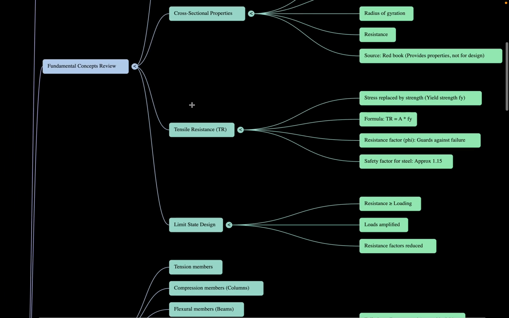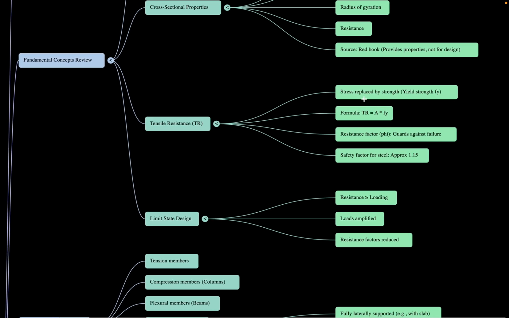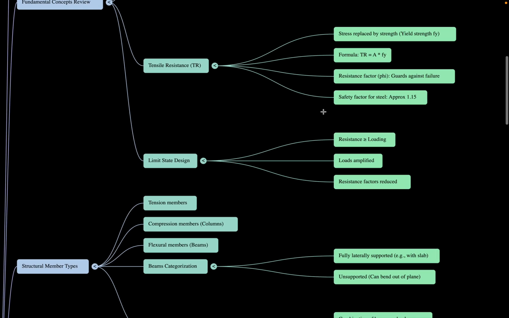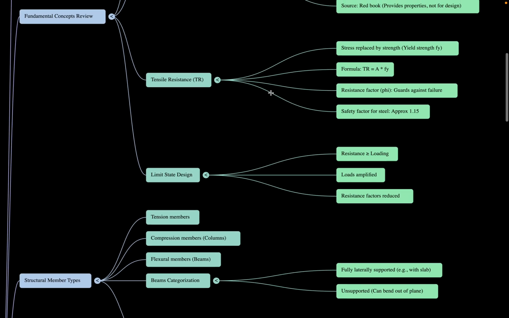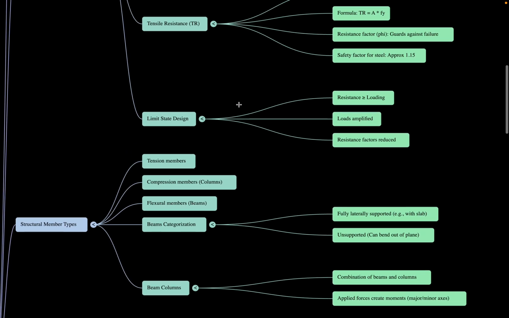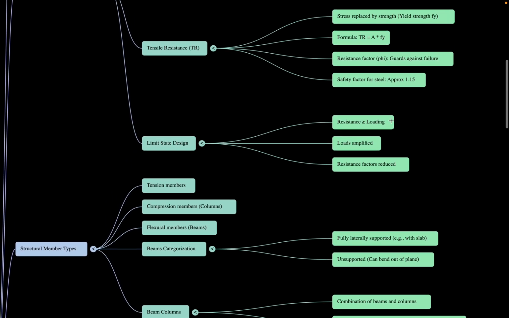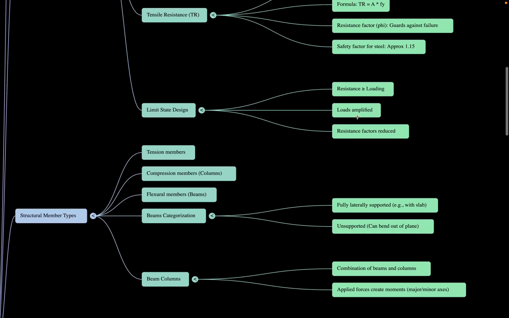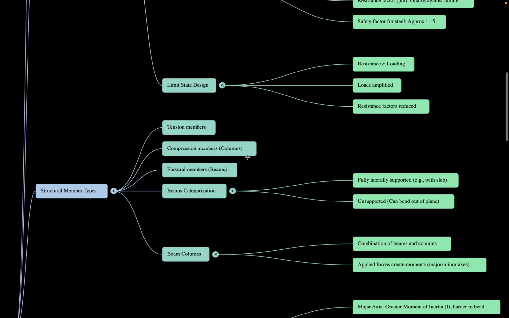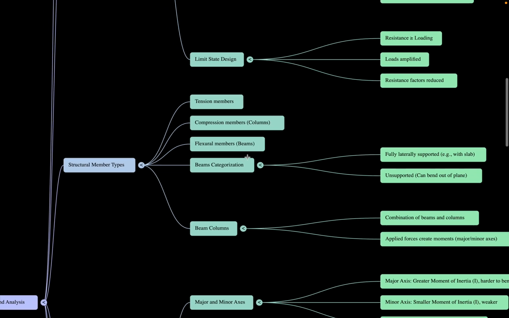We also spoke about the tensile resistance, where I told you about the yield strength, the tensile resistance, and the resistance factor. I also spoke about the safety factor of steel, which is 1.15. I spoke to you about the limit state design philosophy, which tells us that the resistance must be greater than the loading, and the load must be amplified and the resistance factor reduced. That's a summary of limit state design philosophy.